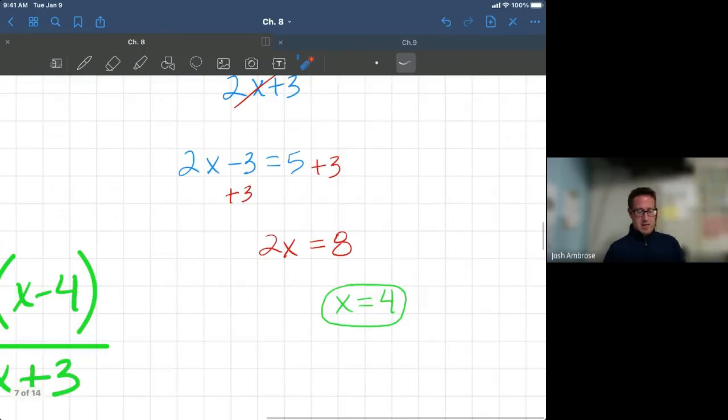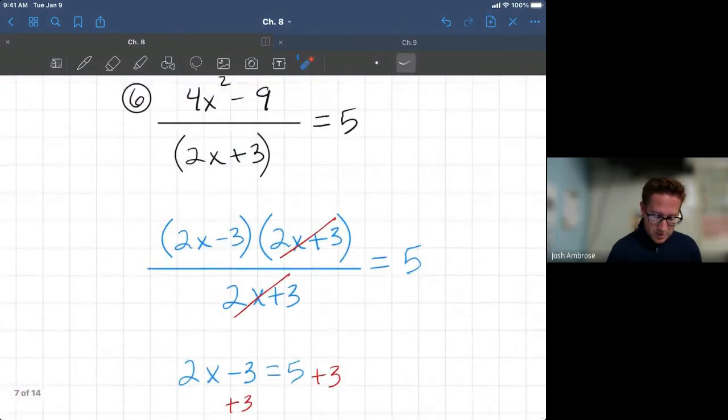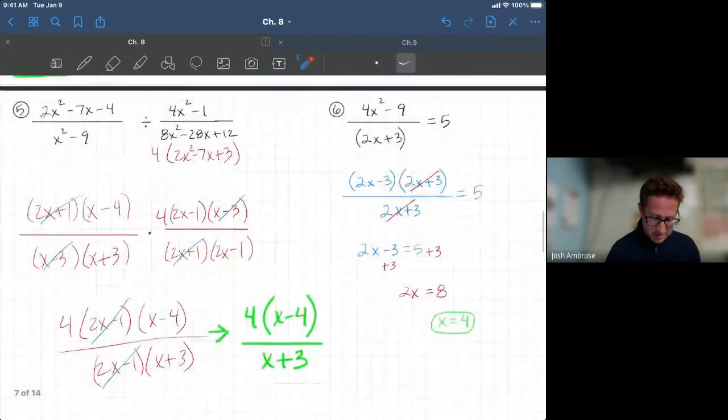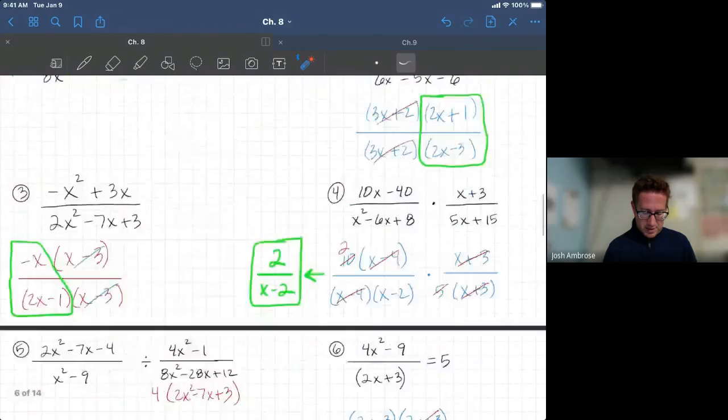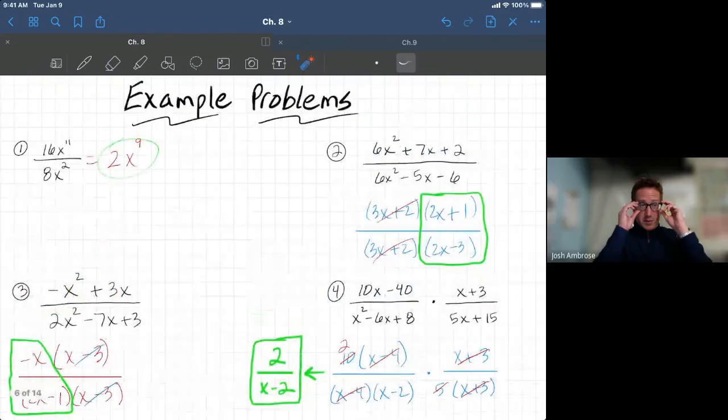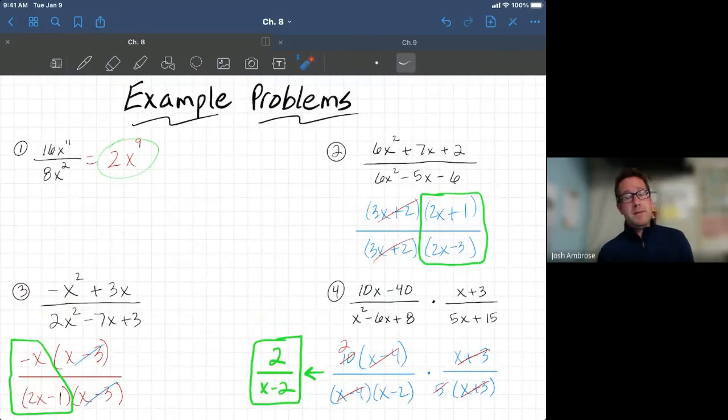All right, guys. That's what I got for you. I'm going to zoom out so you can go ahead and see. This is the second page of example problems 5 and 6. This is the first page of example problems 1 through 4. All right, that's what I got for you.